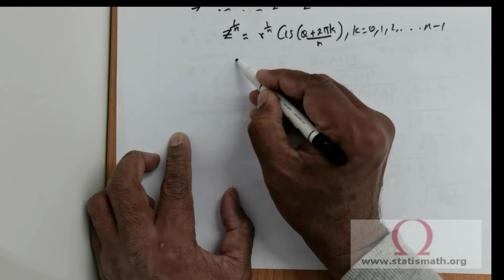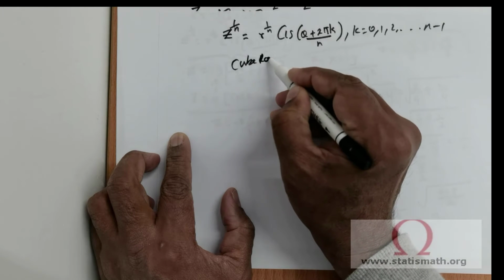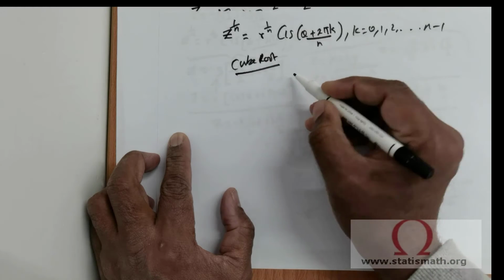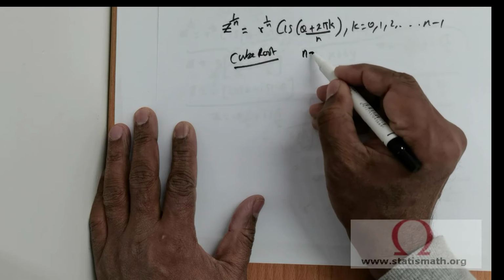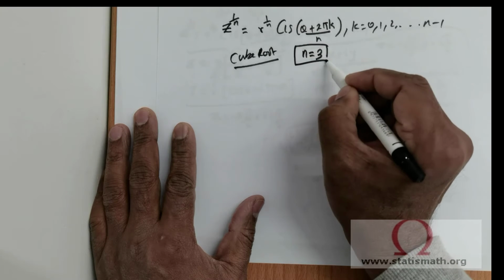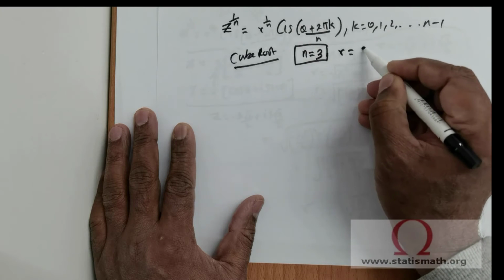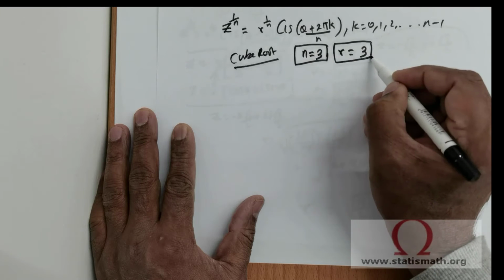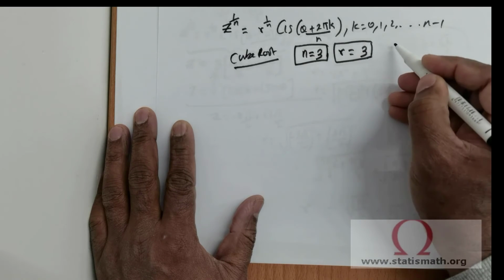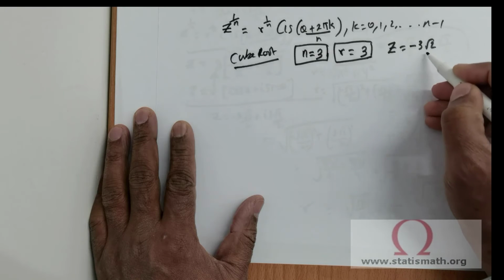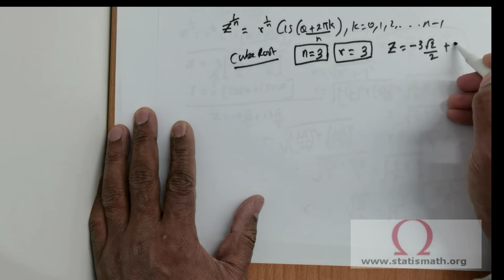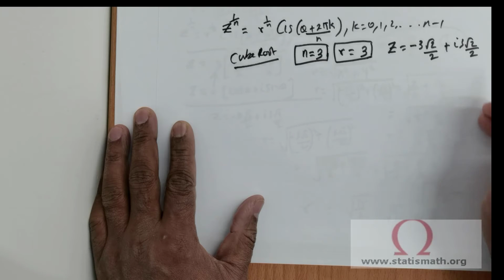Now we are asked to find the cube root. Now when we are asked to find the cube root, the value of n is going to be equal to 3. So have that in mind. The value of r is found to be 3 for the problem. The given problem is z is equal to negative 3 times root 2 divided by 2 positive i times 3 times root 2 divided by 2.